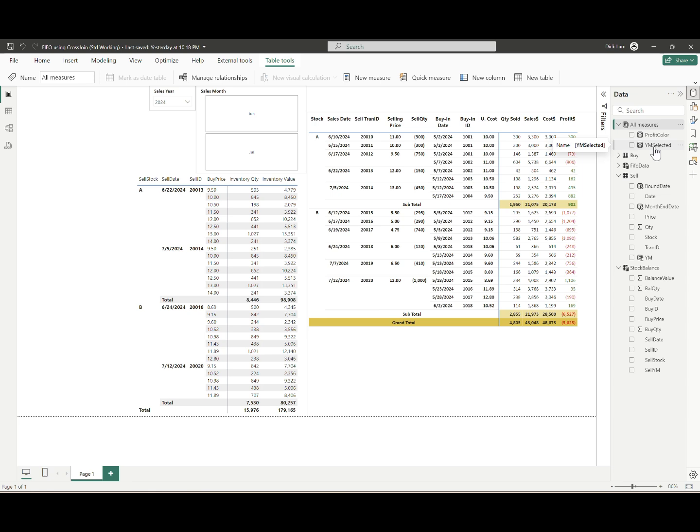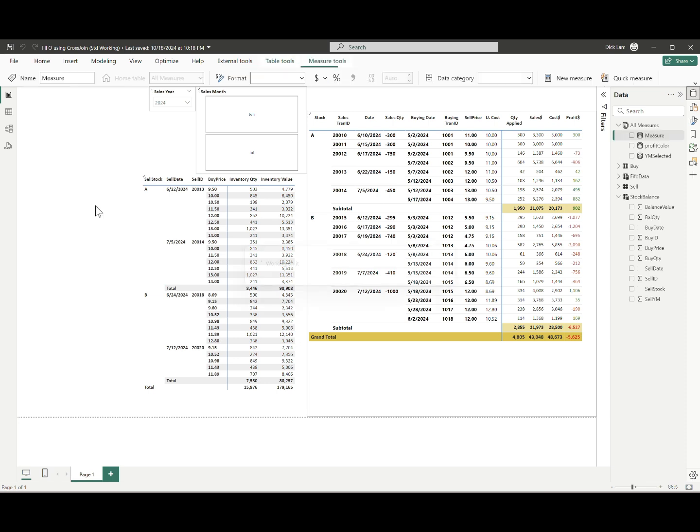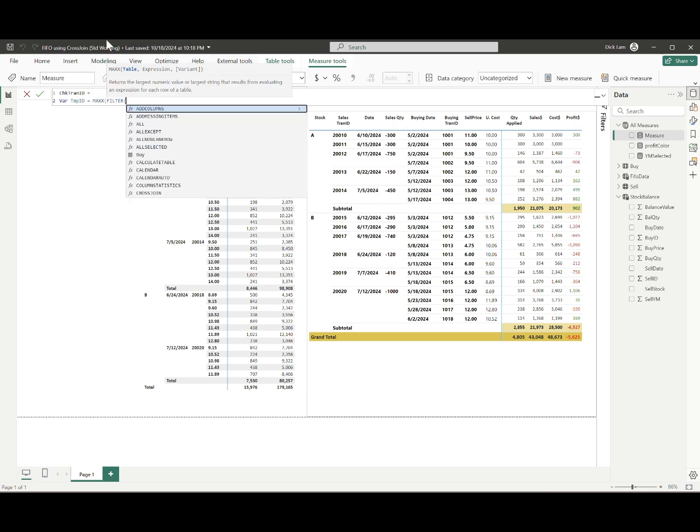All right. Okay, then we are going to create another measure. This measure will be used in the filter pane. We are going to create the measure that can help eliminate those unnecessary rows of inventory quantity and value. Okay, new measure. I call it check tran ID. I assign the ID equal to max filter.